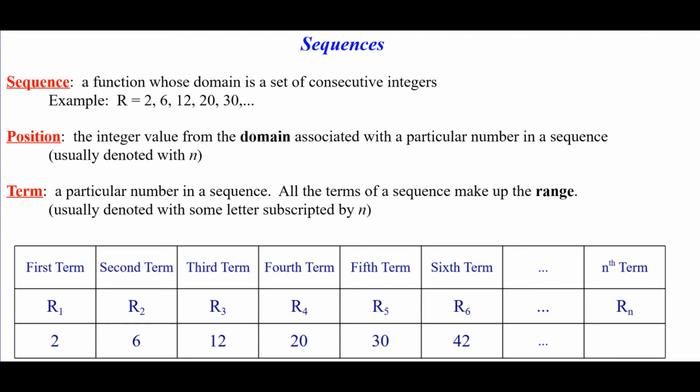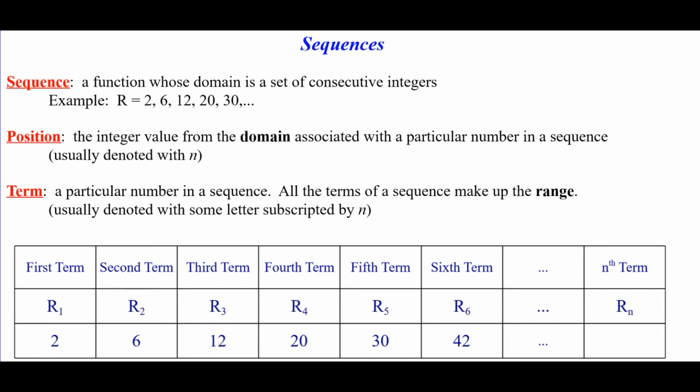In this video, we're going to look at sequences and how to generate the terms. Before we start, we're going to look at a couple of definitions. So first of all, a sequence is a function whose domain is the set of consecutive integers. Essentially, you can think of a sequence as just a list of numbers that have a mathematical pattern to them. So it's a function, but each domain value has to be an integer.